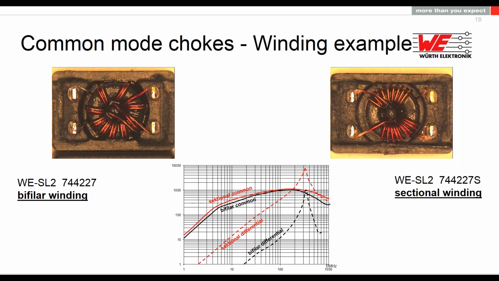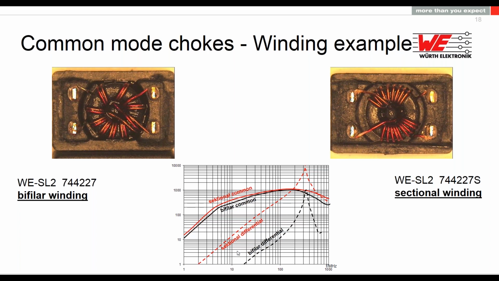Both have the same core, the same wire thickness, and the same number of turns, so they will automatically have identical common mode rejection, sectional and bifilar. The big difference is in the graph. You can see the sector-wound and the bifilar-wound one have a very, very big difference in the leakage inductance.